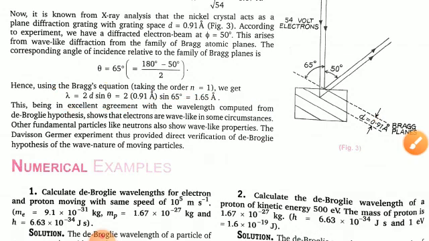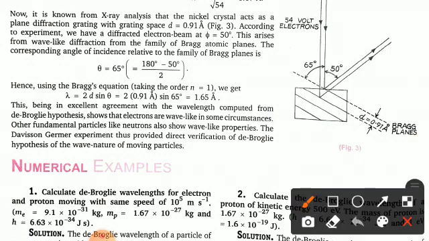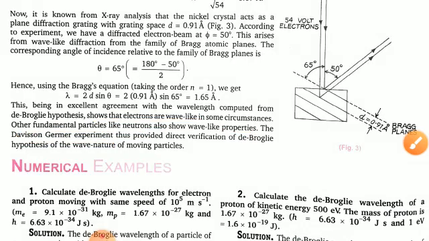This being in excellent agreement with the wavelength computed from the de Broglie hypothesis shows that electrons are wave-like in some circumstances. Other fundamental particles like neutrons also show wave-like properties. So the Davisson and Germer experiment thus provided direct verification of the de Broglie hypothesis of the wave nature of moving particles. I hope you understood what I taught you.